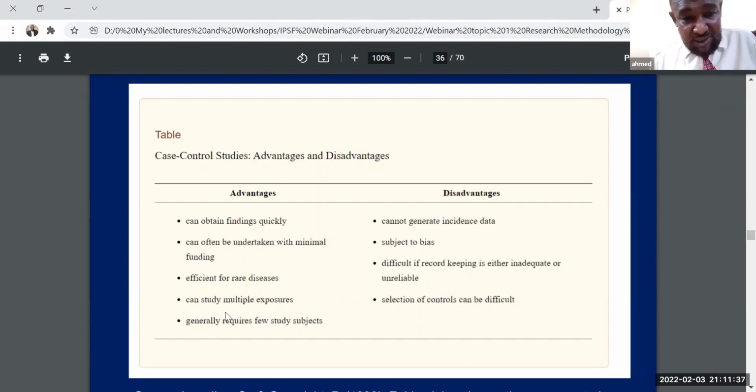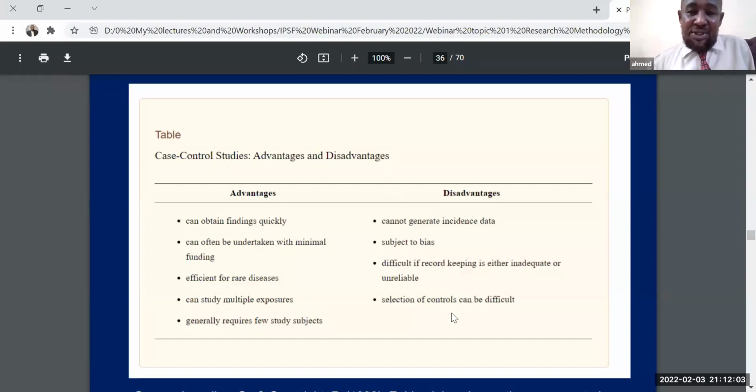Also, an advantage is we can study multiple exposures. If we are talking about a lot of exposures associated with one outcome, one disease, any number of exposures can be studied using case control. It generally requires few study subjects. The sample size for case control can be less than a cohort study.